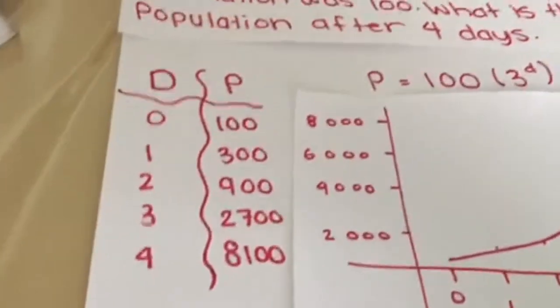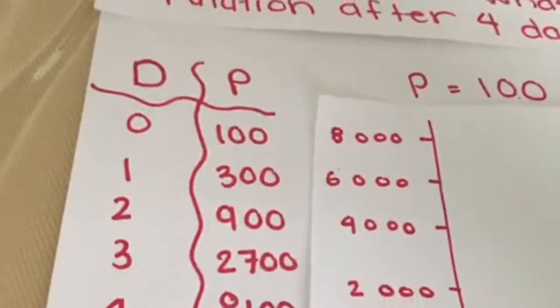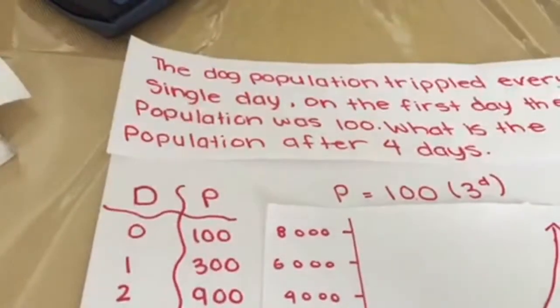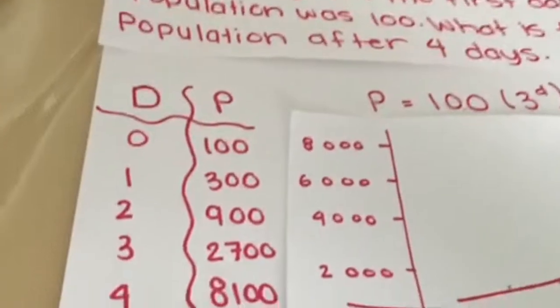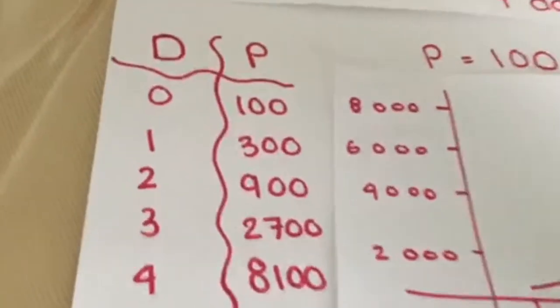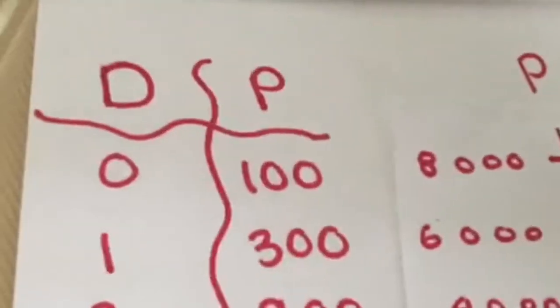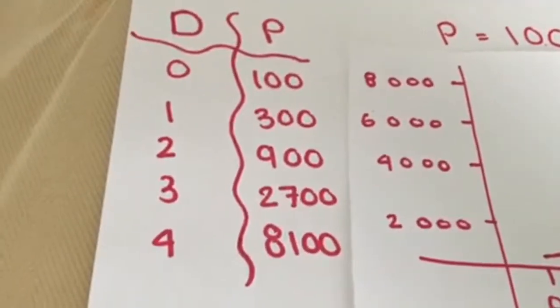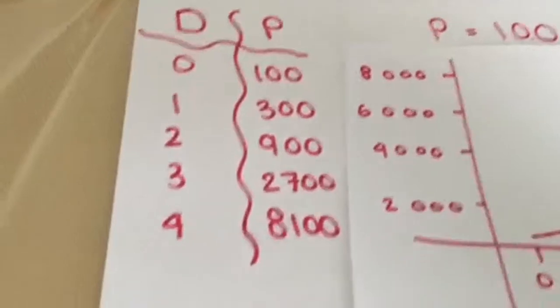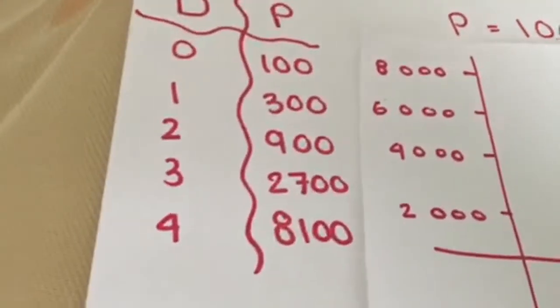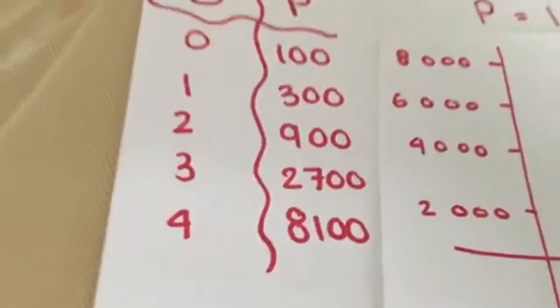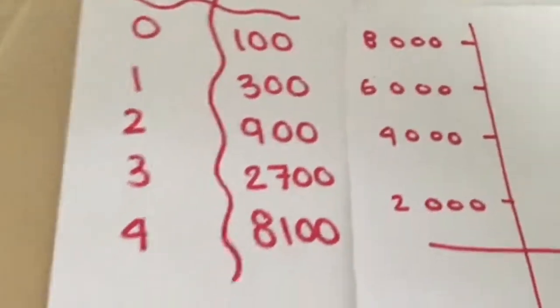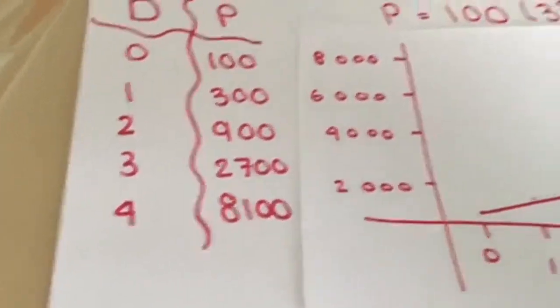So over here, I made a chart. D stands for days, and P stands for population. The initial is 100. On day 1, it triples, so it goes to 300. On day 2, 300 tripled is 900. On day 3, 900 tripled is 2700. And on the 4th day, 2700 is tripled to 8100.